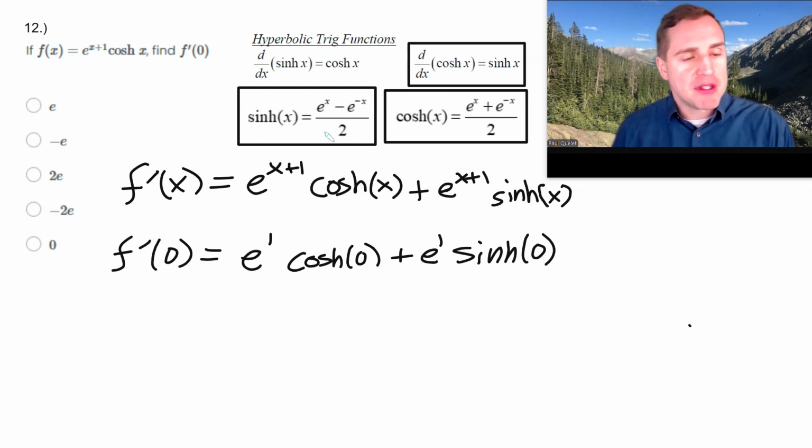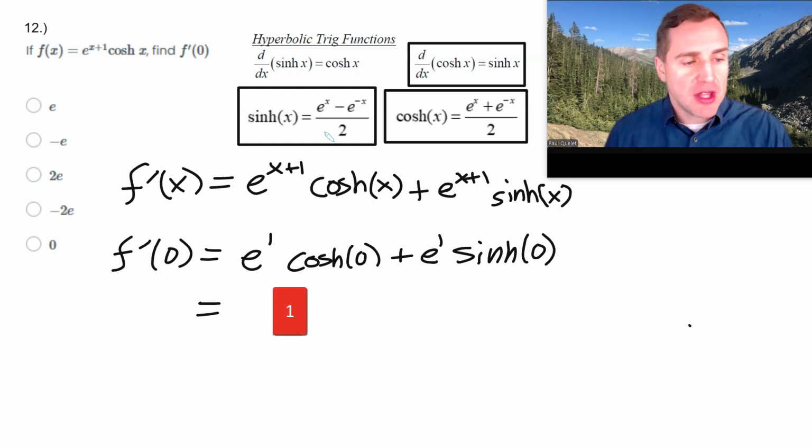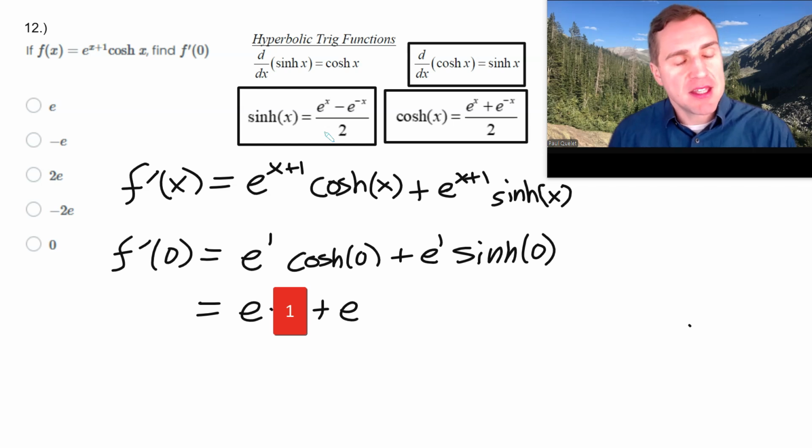Now let's see what happens when we plug in 0 to, first of all, hyperbolic cosine. So that's e to the 0 plus e to the 0, over 2. So that's going to be e times that. Then let's go plus. This is e to the first, and then put in 0. This is 1 minus 1. So that's just going to be 0 for the hyperbolic sine term. So we're just going to get e.